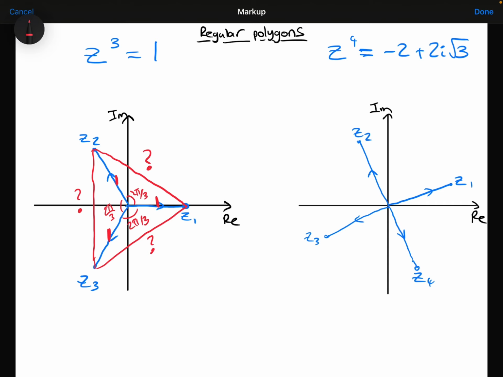Similarly, with the z to the power 4 equals minus 2 plus 2i root 3, we got 4 solutions that formed a square. We knew each of these was root 2. We knew each of these angles here was a right angle. And again, we could do a bit of cosine rule, a bit of trigonometry or Pythagoras to work out the lengths here if we wanted to.